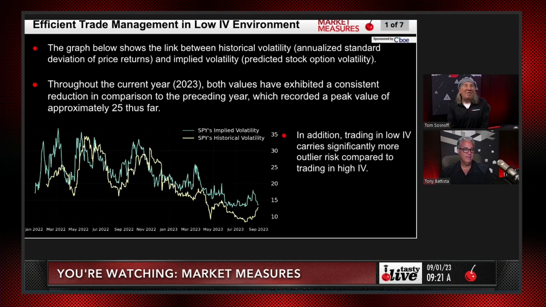So the graph below shows the link between historical volatility, which is the annualized standard deviation of price returns, and implied volatility, which is the predicted stock market volatility. Throughout the current year, both values have exhibited a consistent reduction in comparison with the preceding year, which recorded a peak value of approximately 25 thus far.